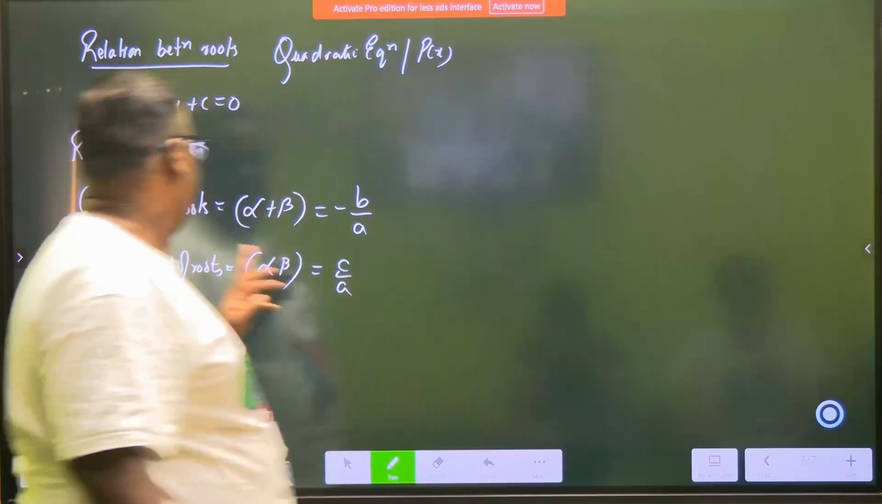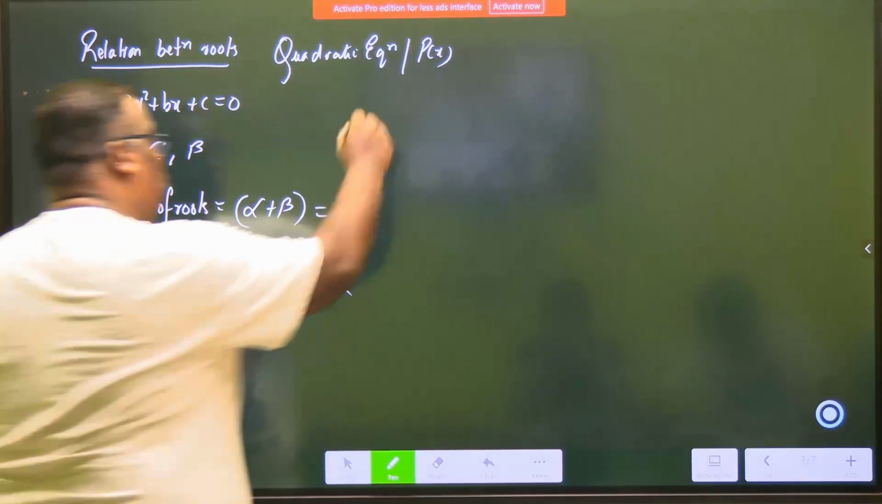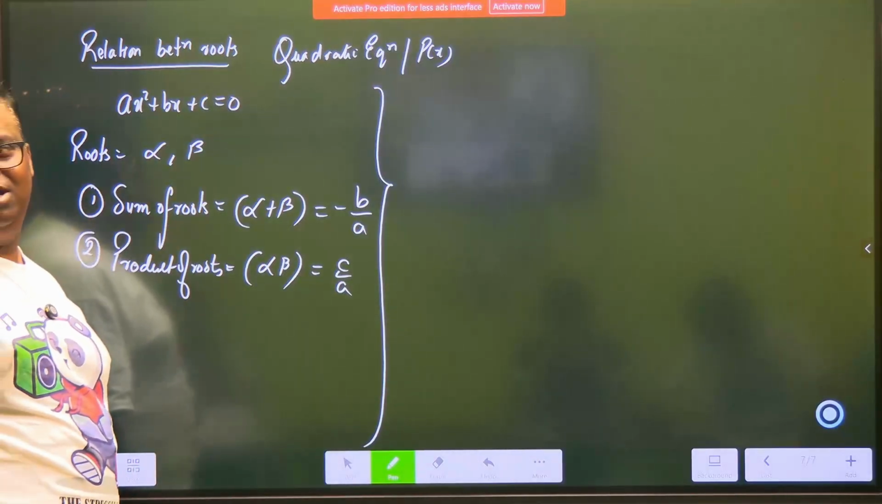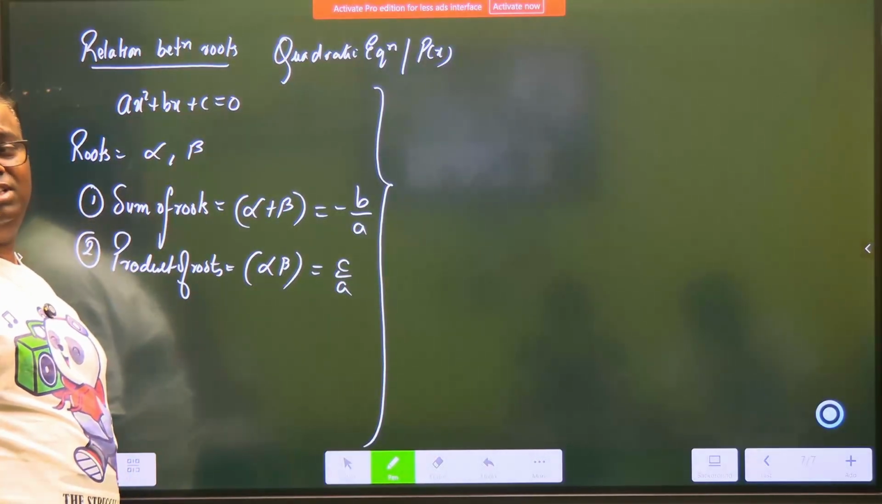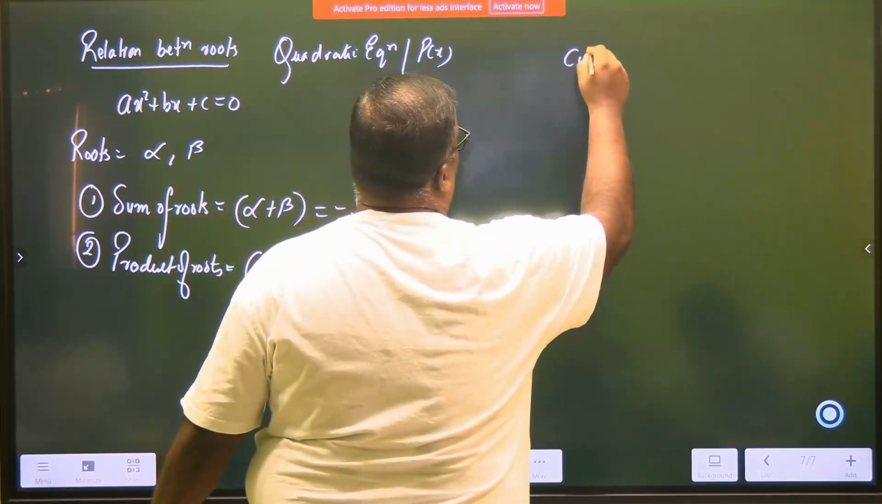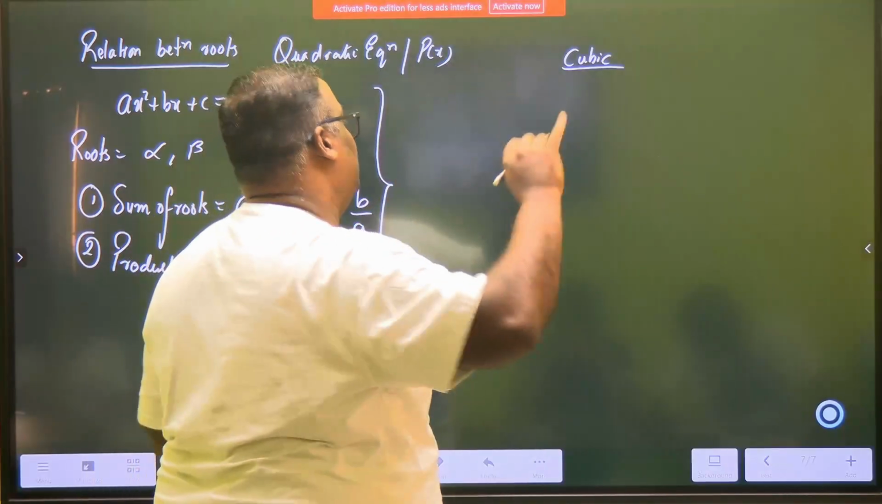So, product of roots, alpha beta. Though CBSE never asks, but they always mention it in their NCERT book, I have seen them asking only once. That is for cubic. CBSE never asks, but it is mentioned in your book, so you should know it.